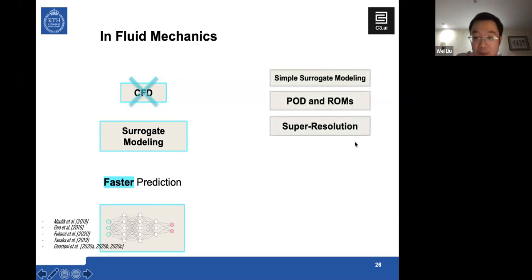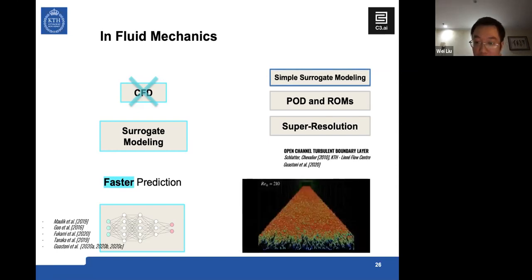Here we say simple because it's just replacing the CFD with the ANN, using experiment data or high-fidelity simulations to train the neural network. And we also have the POD and the ROMs, the reduced order models, and the super resolution. When it comes to simple surrogate modeling, there are multiple works done primarily by Guastoni, who applies deep learning models to the extremely expensive open channel boundary layer DNS simulations. It is one clear example of the computational efficiency advantage of data-driven surrogate models over brute-force numerical simulations. It can achieve very fast predictions, even allowing real-time predictions.